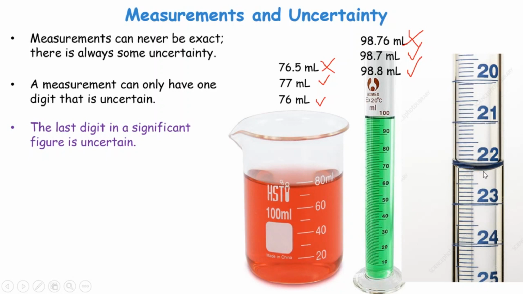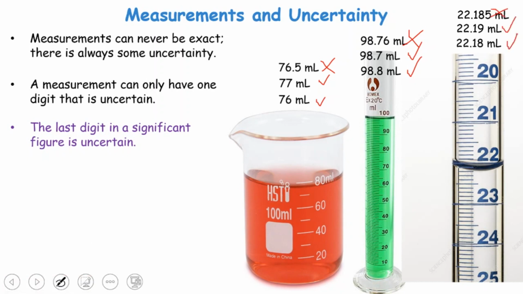22.1, 22.2, which means the second decimal place can be estimated. And that's the last digit. So therefore 22.18 can be correct. I mean, that's at least a correct recording, or 22.19 or 22.15, it all should be okay. But if you say 22.185, that will be incorrect. That's against the definition right here. Therefore, that will be incorrect. And this one is good, this one is good.